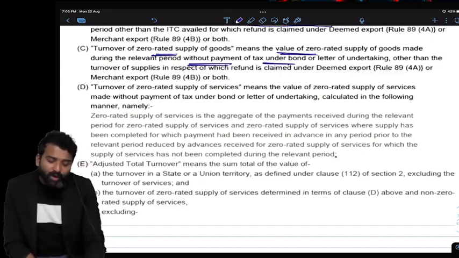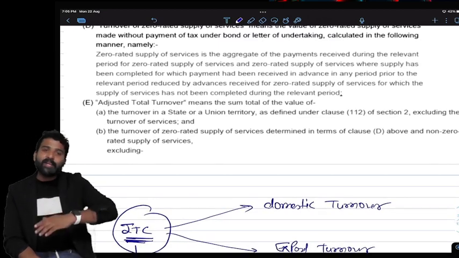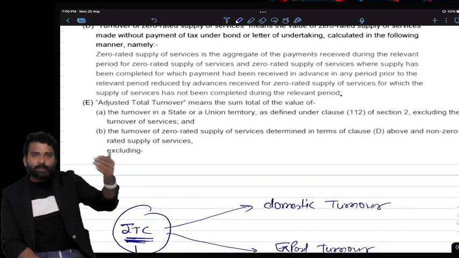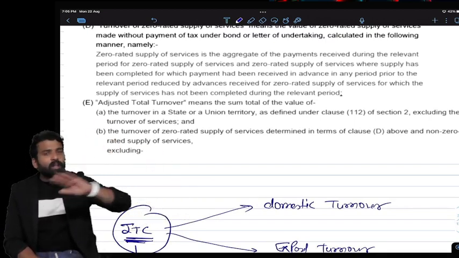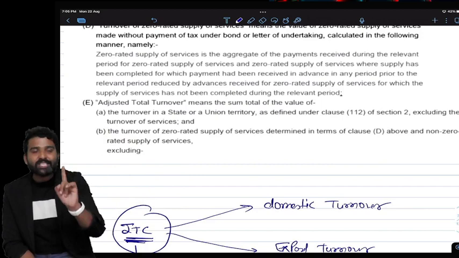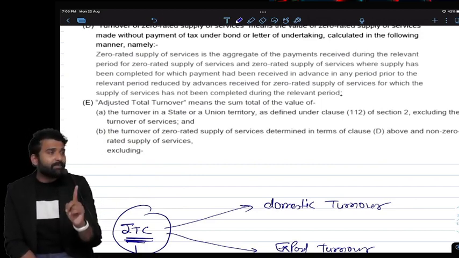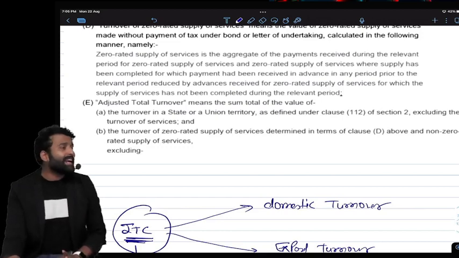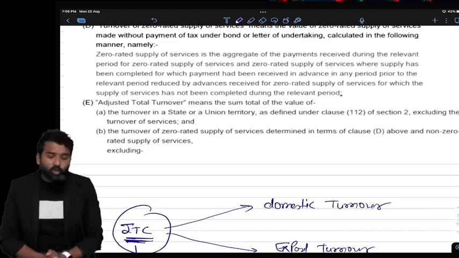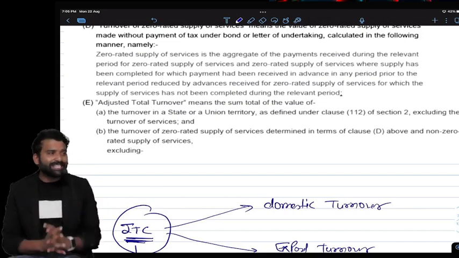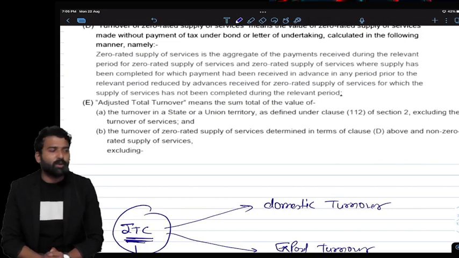And finally, what is the adjusted total turnover? Adjusted total turnover means my total turnover, whether it is domestic, whether it is export, whether it is export under LUT, all the turnover, but excluding exempt turnover. I will not include exempt turnover. Exempt turnover should be excluded. Can anybody tell me why I am excluding the exempt turnover from my total turnover?